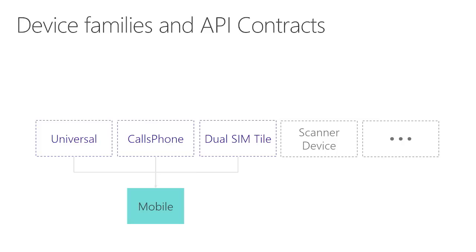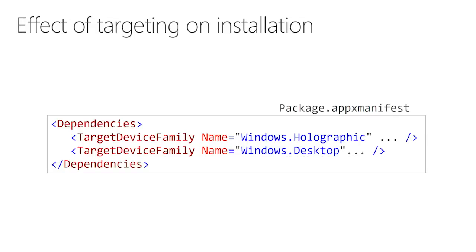So I want to talk about how these device families play into the API contracts. For example, a mobile device has access to the universal API contract, and it also has access to contracts that are specific to the mobile device. Everyone has access to the universal contracts, but then there are some contracts that are device family specific. Now, when it comes to targeting these devices, we're going to put this in our app manifest, our Package.appxmanifest, and we can decide which device families we want to support in our application.